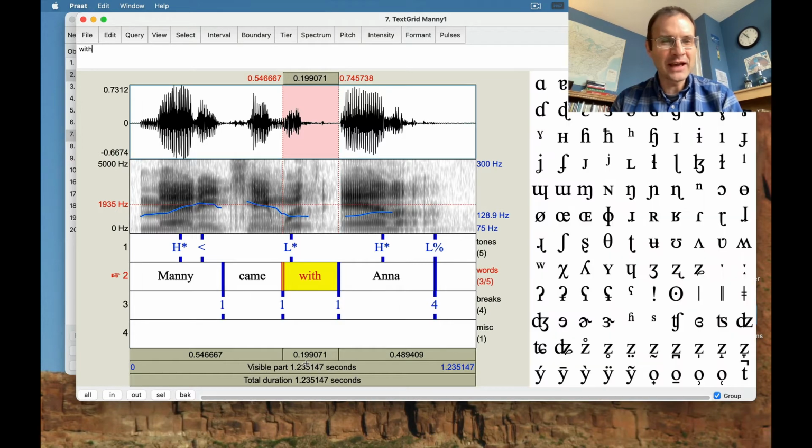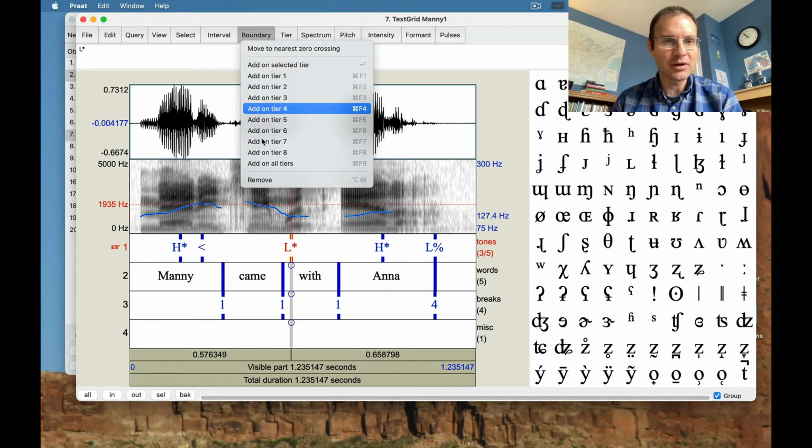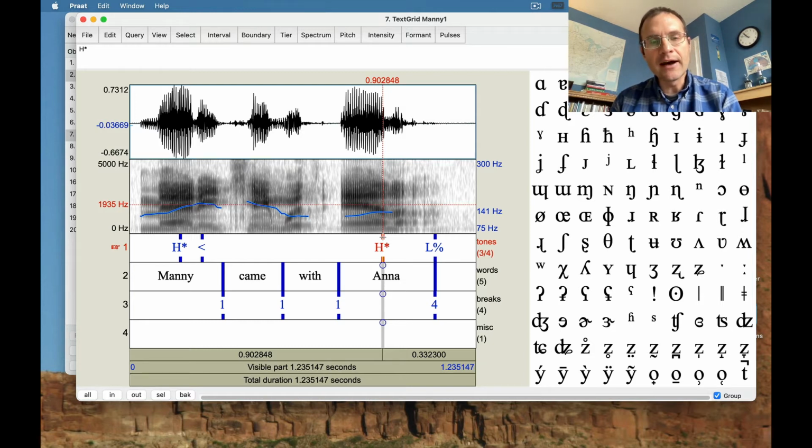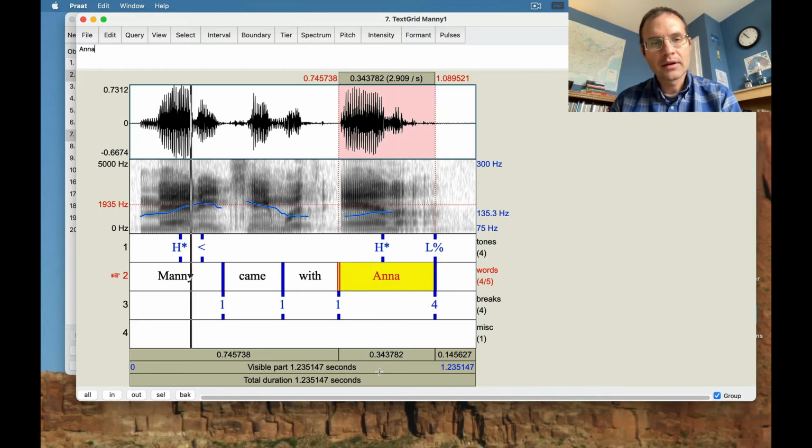You don't hear that as jumping out at you in any obvious way, but there is a low F0 contour here. So if you're just trying to denote where the peaks and the troughs of the pitch contour are, you might put an L star here, but it's not accented. It's not prominent for any reason. And similarly, they seem to have put an H star on this other final rise in F0 at the tail end. It does sound like there's a pitch accent on Anna to me. Anna. Manny came with Anna.